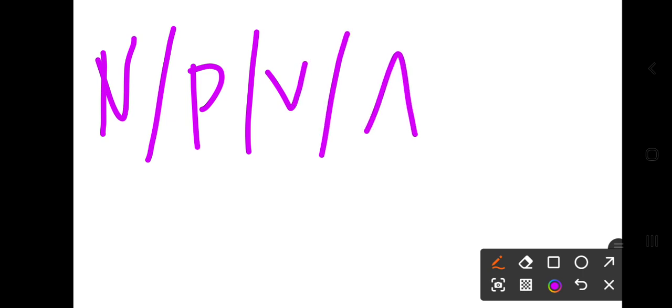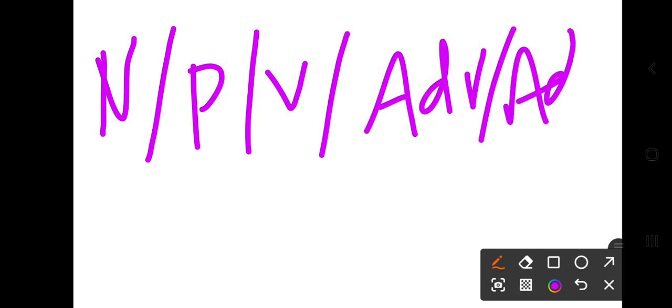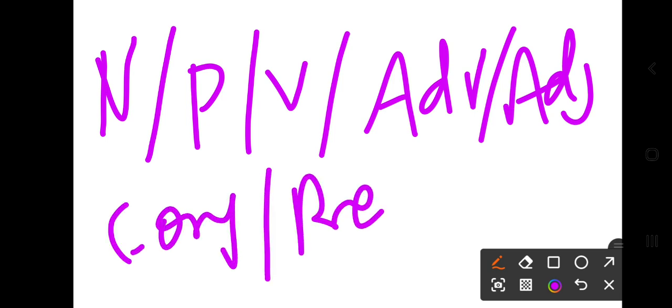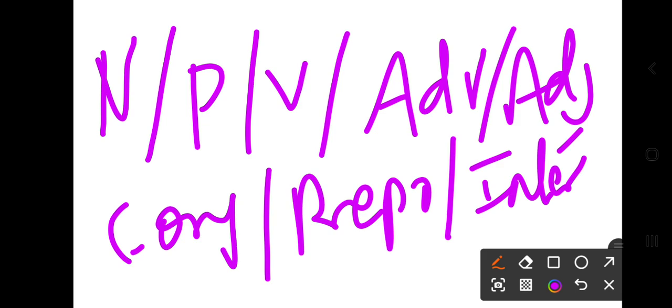I am repeating. There are eight parts of speech. Parts of speech means word categories. Whole words in English are categorized into eight classes of words. So any word can be either noun, pronoun, or verb, or adverb, right? Or adjective, or conjunction, or preposition, or interjection, right? 1 2 3 4 5 6 7 8.